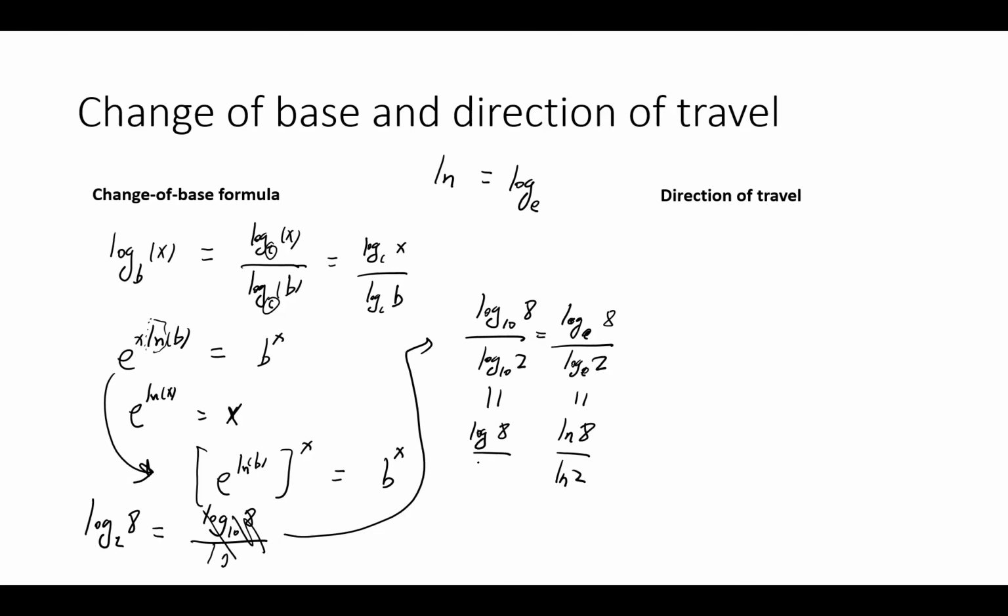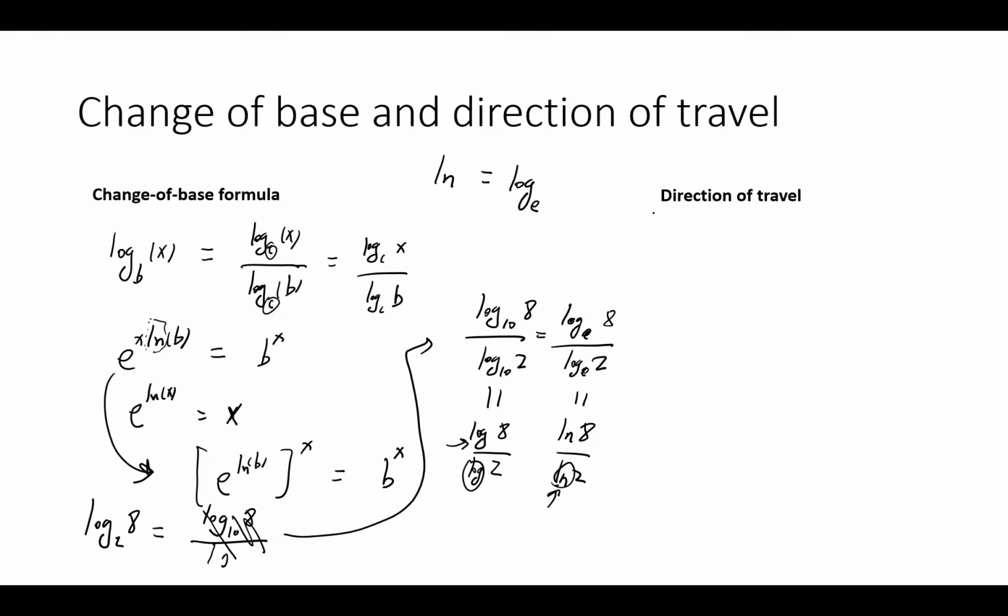And this is just useful things to know, because now log is also called the common logarithm, and ln is also called the natural logarithm. So when we say natural logarithm, we're referring to ln. When we say the common logarithm, we're referring to log with a base of 10. Right.